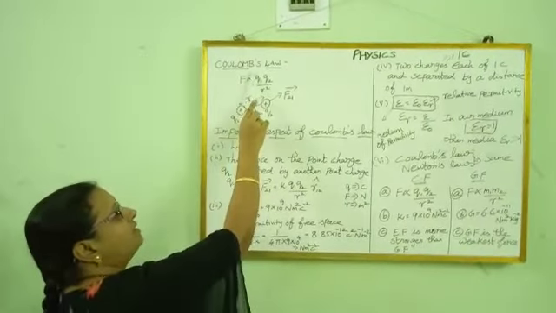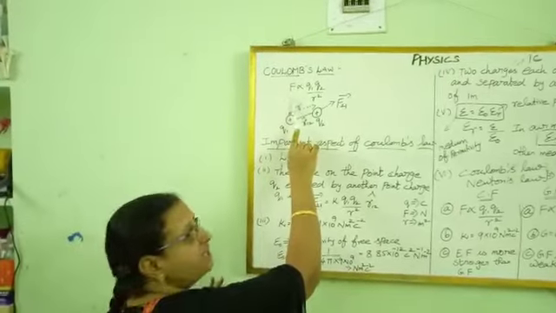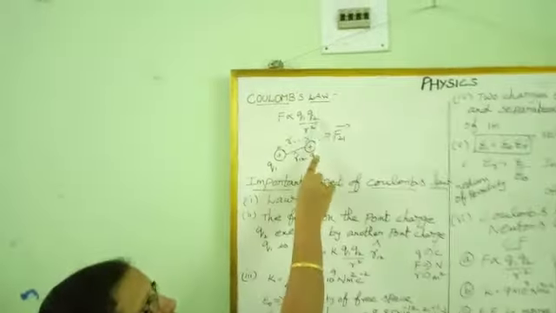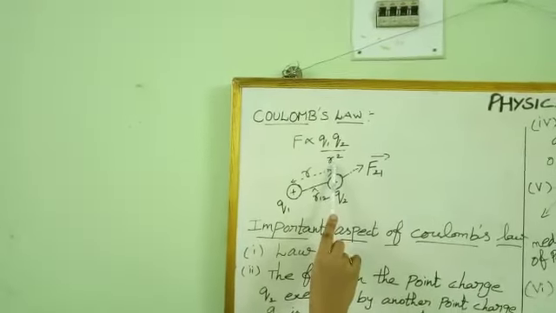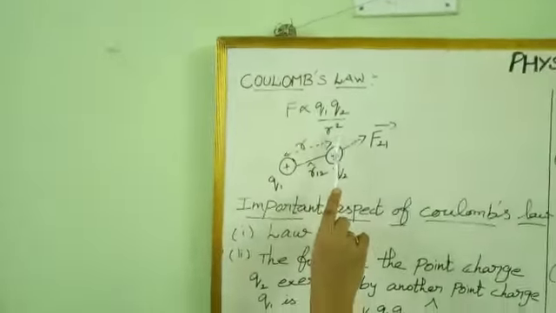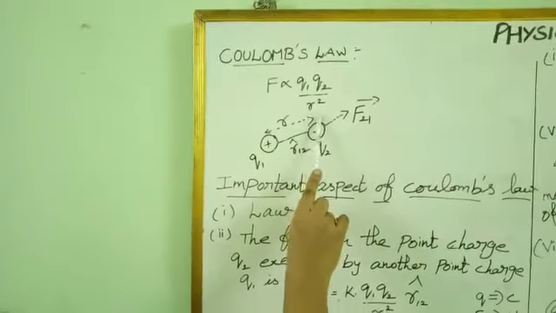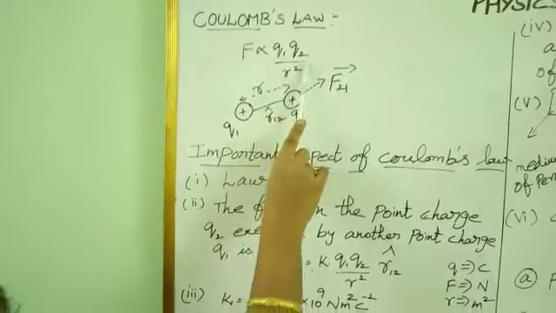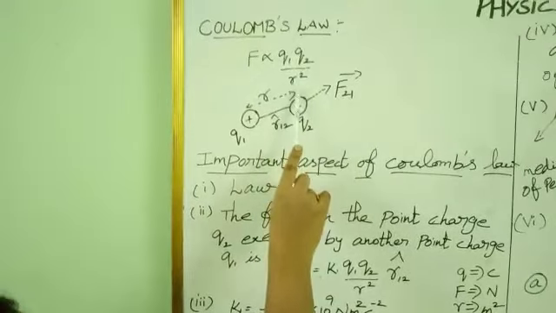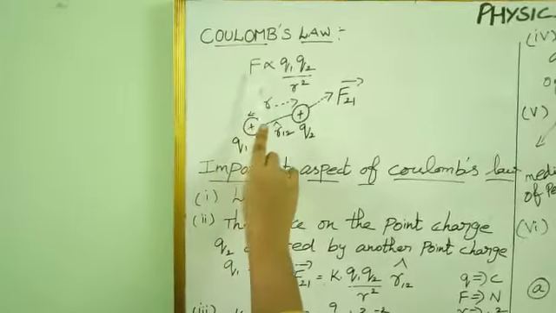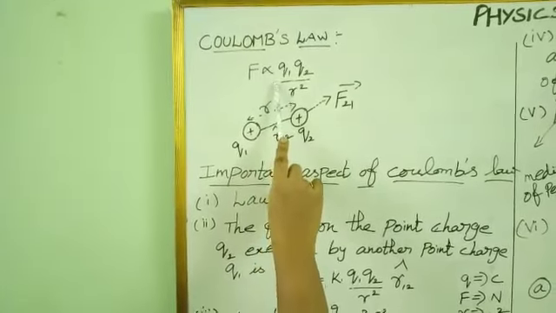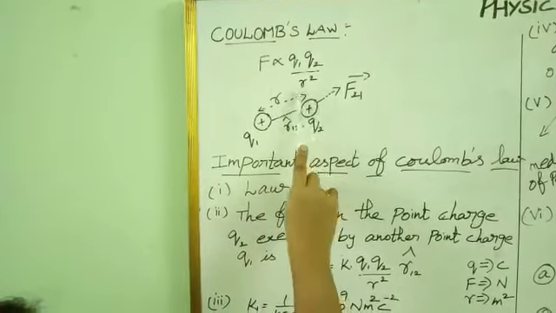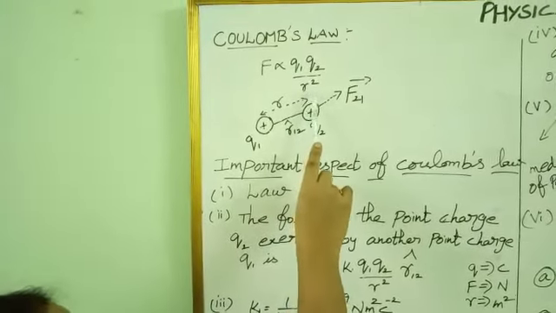See this law: electrostatic force is directly proportional to the product of charges and inversely proportional to the square of the distance between them. F is the force, that is the electrostatic force. Q is the charge. Here R is the distance. So electrostatic force is directly proportional to the product of charges and inversely proportional to the square of the distance between them.